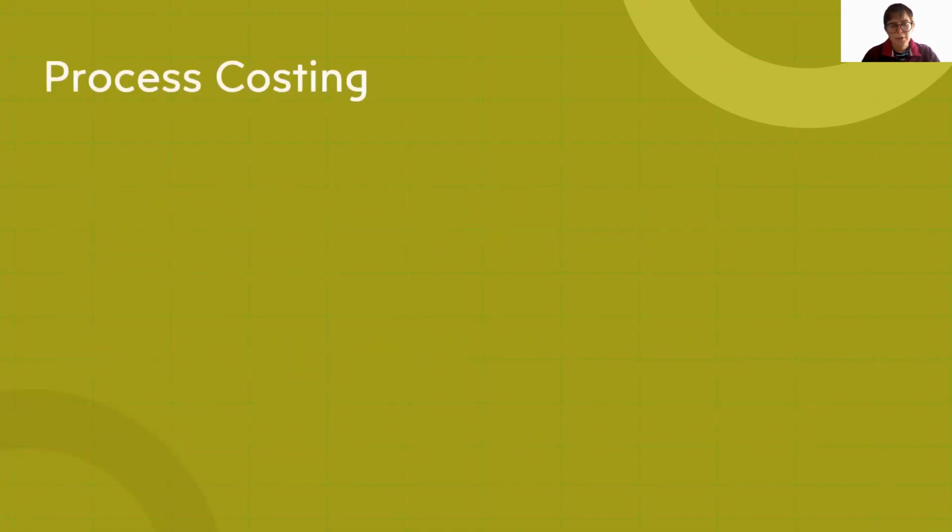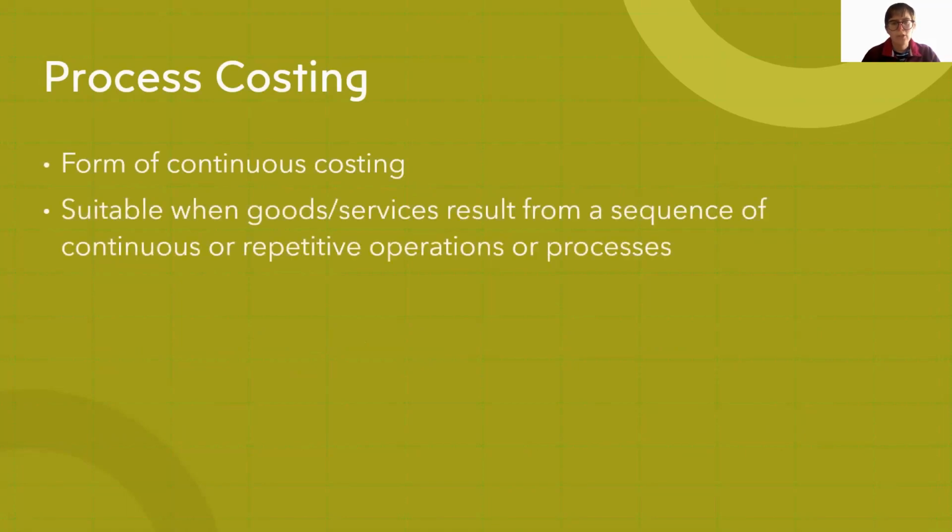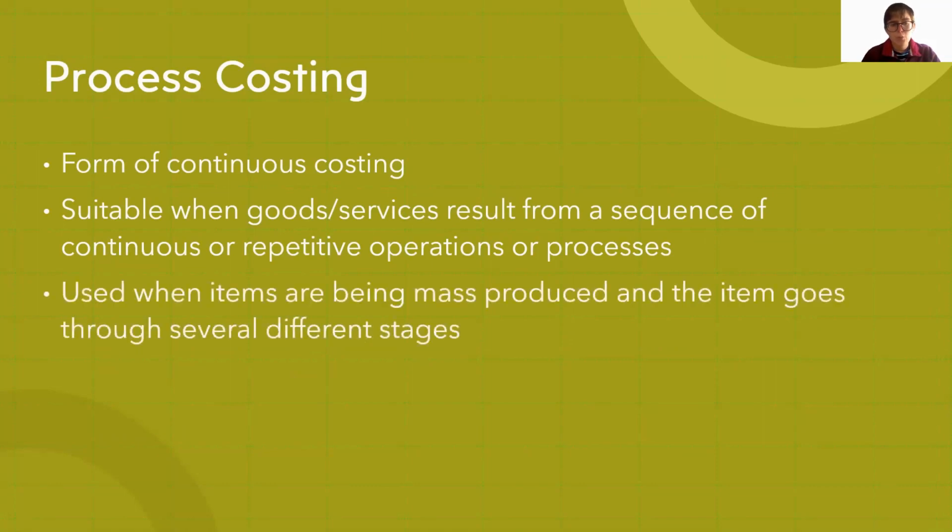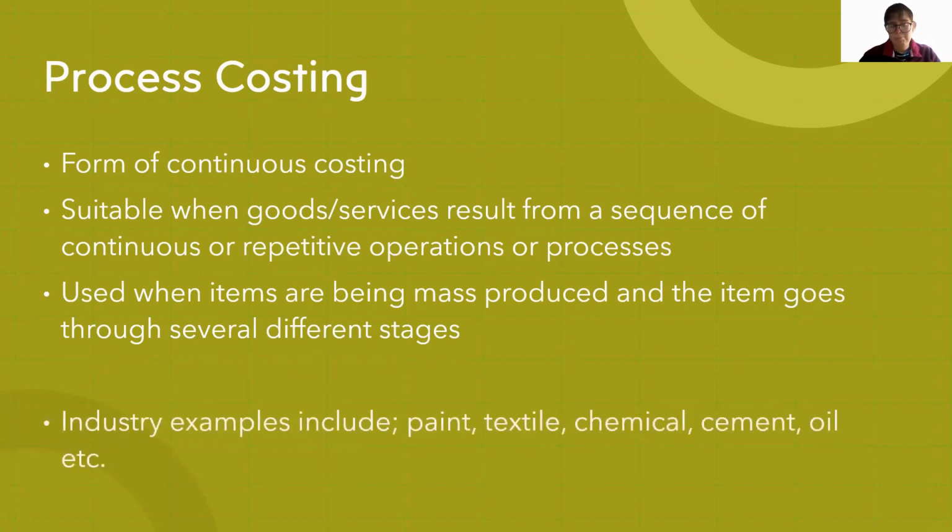Next up is process costing. Again, another form of continuous costing. It's suitable when goods or services result from a sequence of continuous or repetitive operations or processes. It will be used when items are being mass produced and the item goes through several different stages. So if you want an example of this in real life, it could be paint industries, textiles, chemical, oil. Essentially, they are checking at every stage that it is basically okay and that it meets standards.